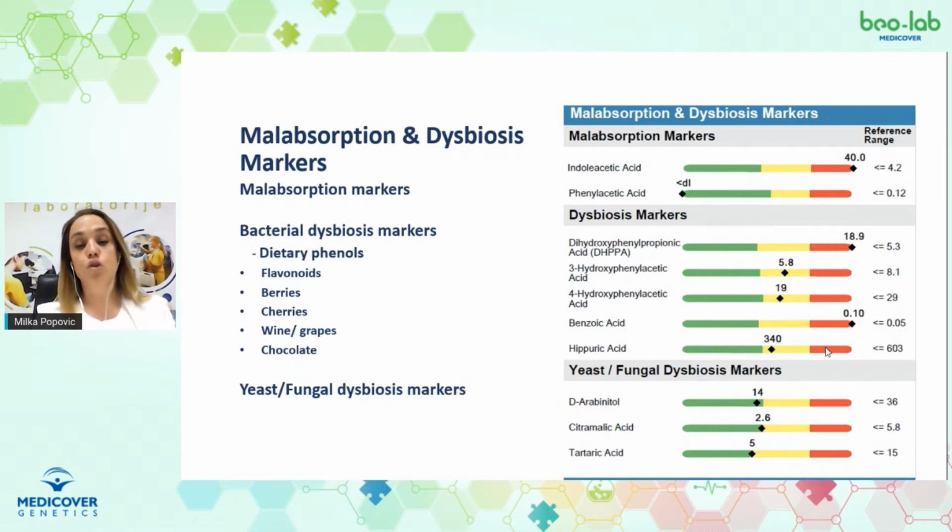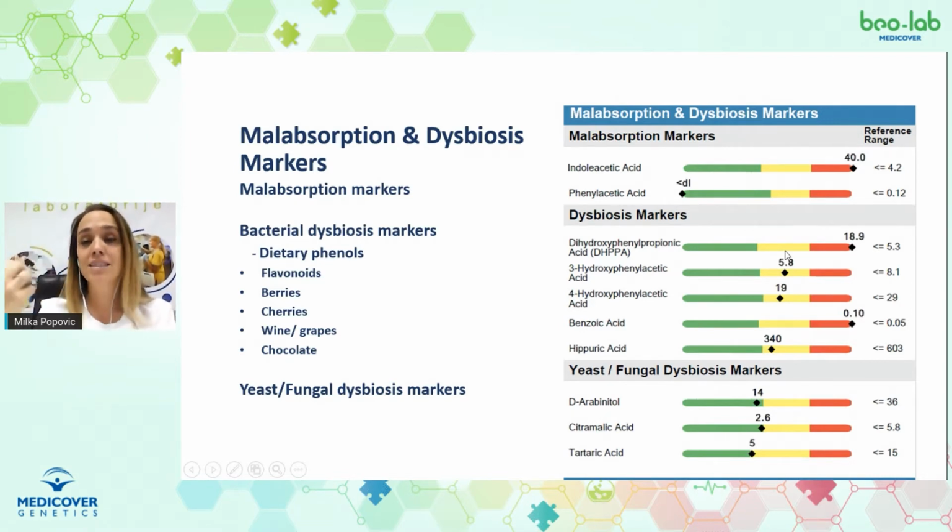Malabsorption markers point at the potential malabsorption of protein, amino acids, and if, for example, the amino acids are inefficiently absorbed in the gut, they are then metabolized further on. Now, we've got here dysbiosis markers. They are an important segment here.